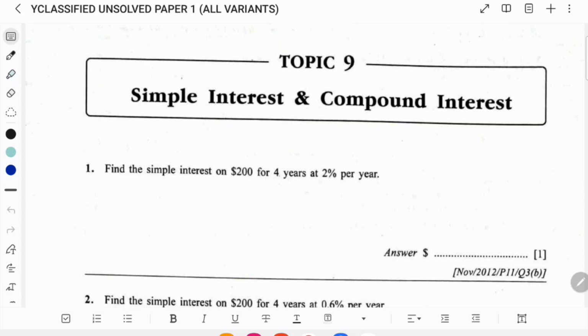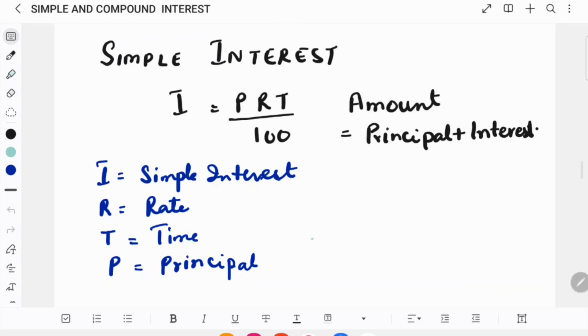Alright, so first of all, understand what simple interest is. Simple interest is the extra money paid or earned on a fixed amount. That fixed amount is the principal, like the money you borrow or deposit. That is the basic amount called the principal, over a time at a fixed rate.